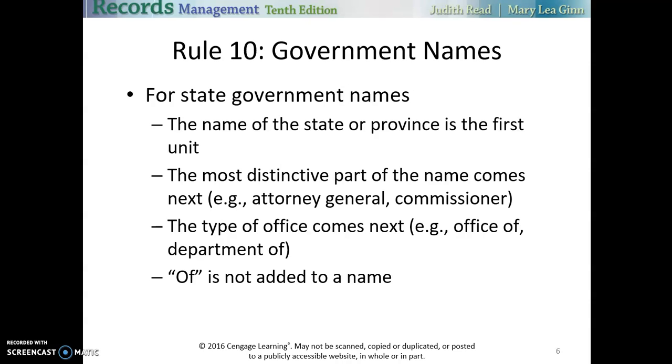For state government, then we use the name of the state as the first unit. So it's a state or province. If we're talking about Canada, it would be a province. Once again, we use the most distinctive part of the name. So Attorney General, Commissioner, Governor, and then the type of the office. Office of, Department of. Once again, we do not add "of" to the name if it's not already part of it officially.